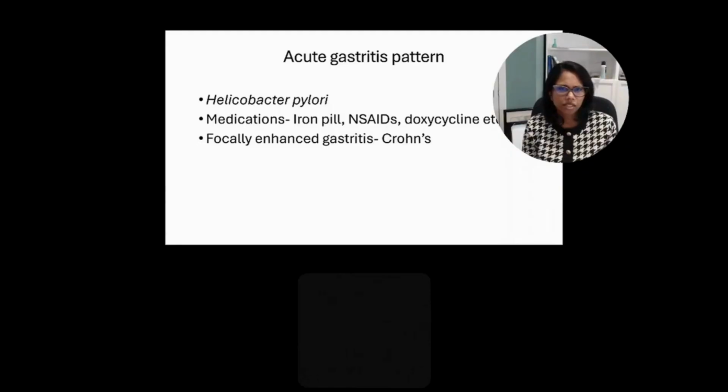And in terms of the acute gastritis patterns, the moment we see activity, we always want to exclude Helicobacter pylori or H. pylori gastritis. You may see activity with other types of medications. There's really a spectrum of medications that can cause this, but the commonly seen ones are the iron-containing pills, NSAIDs, doxycycline, etc. Also, you may see a very focal acute gastritis, or focally enhanced gastritis, as they would term it, where there's focal evidence of inflammation scattered within the biopsy, and it's not diffuse, and that's a harbinger of Crohn's disease.